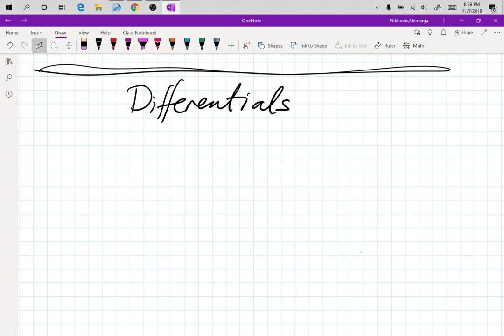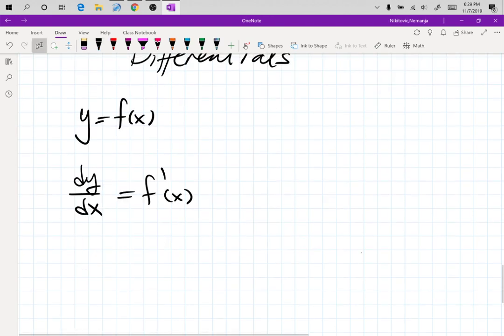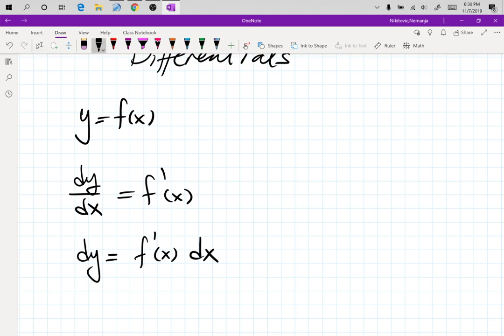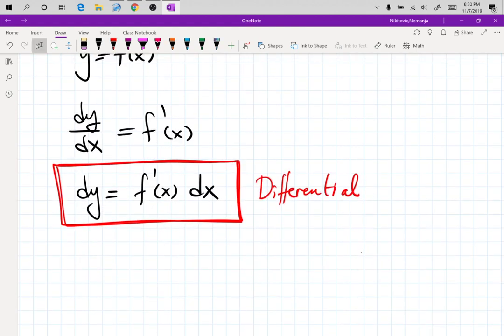But for now, we are going to write 2 different notations. You know how y equals f of x, that's your pre-calc 1. So dy/dx equals f prime. And now you are going to take dx and ship that to the right-hand side to get dy equals f prime dx. This equation here is called a differential. Now, we all understand what f prime of x is, but what are these dy and dx when you separate them like this?